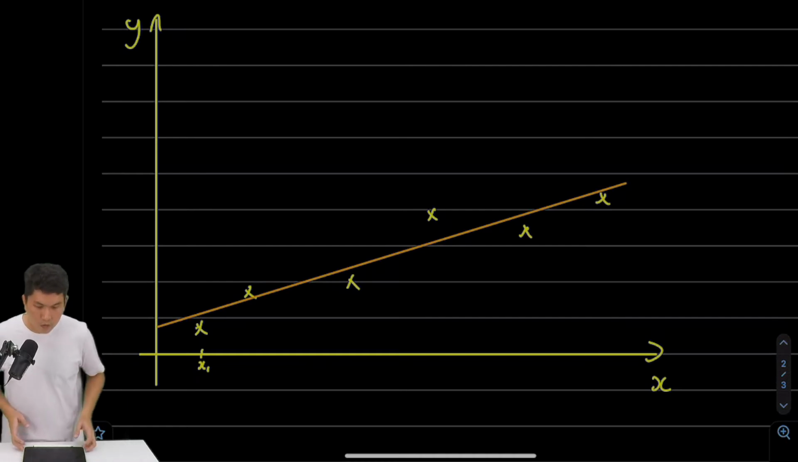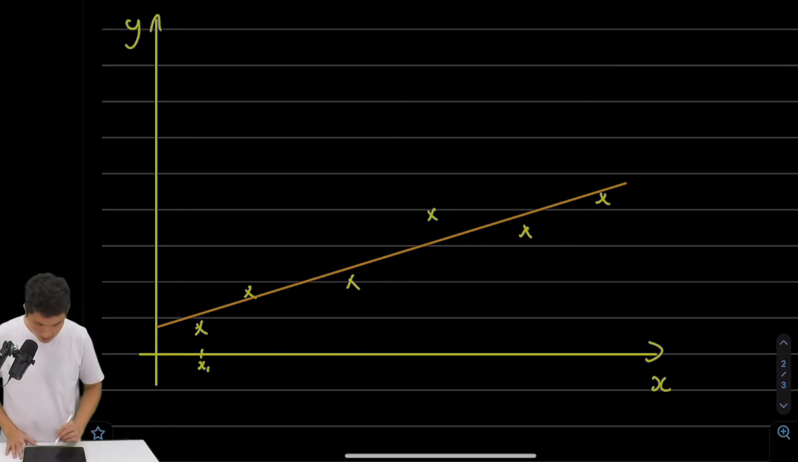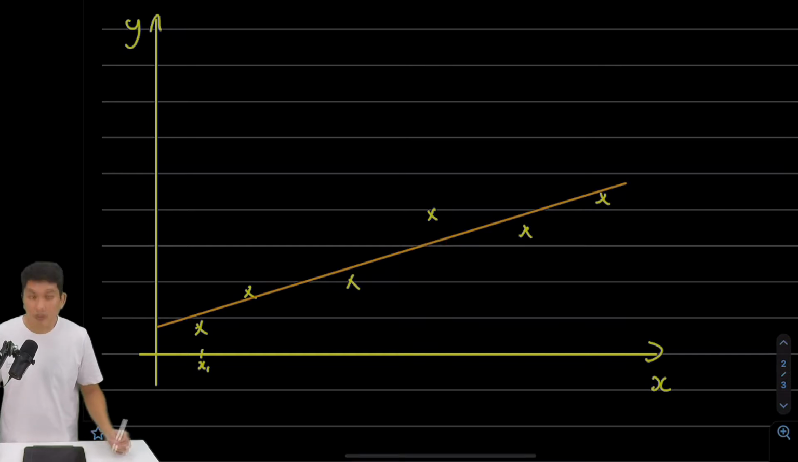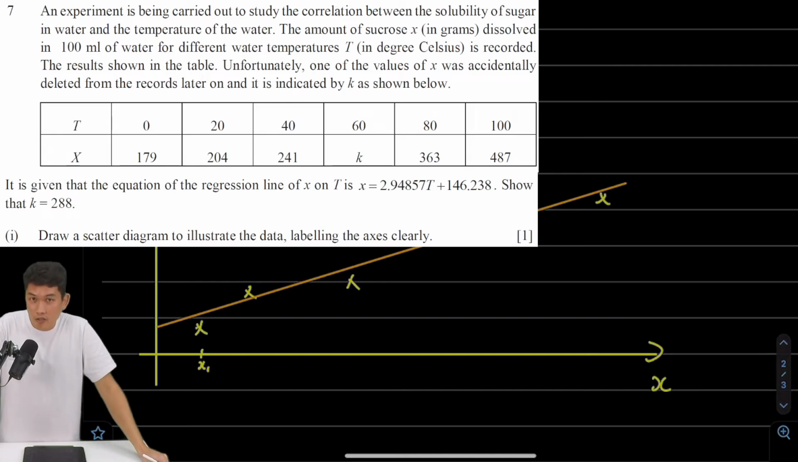What happened in this question when you substitute T equals 60 is that you're trying to read off the regression line, and you think this is the value of your experimental data. It is not. The equation of regression line will never be able to give you back your experimental values. Substituting this value in, you will never get back this one. That is exactly what happened in this question.